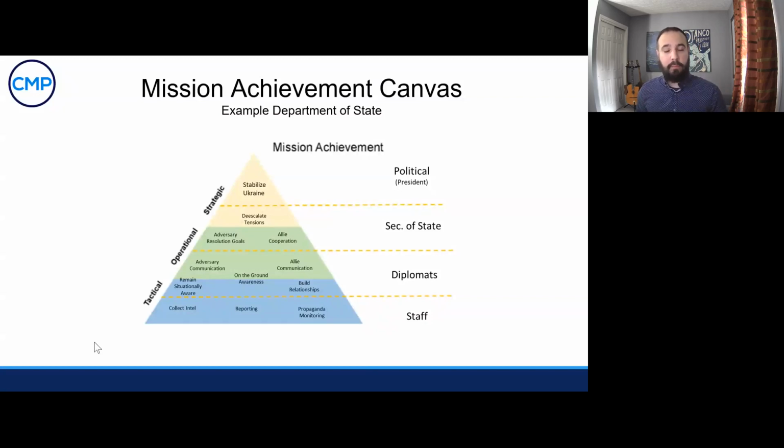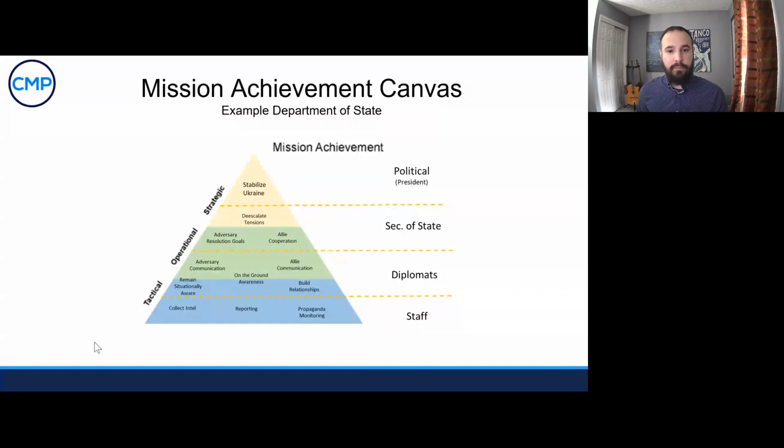Move down the chain a little bit more to diplomats, who are working maybe in that 3 to 6 month range out, but they're also really looking at what's happening within the month, maybe the next 30 to 60 days, and what their responsibilities are for meeting the mission of stabilizing Ukraine. And then you move down to staff who are doing the day-to-day actions. They're not doing a lot of the innovative or strategic high-level activities, but their responsibilities are critical to getting this all right for the top of the food chain, in this case, the president.